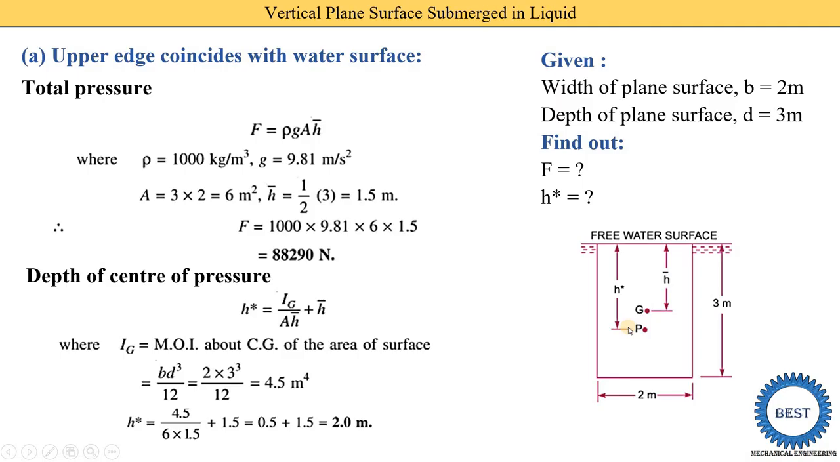In the last video, when we derived this equation, we mentioned that the P point is always below the G point for a vertical plane surface. So from this numerical we can understand that H star is below H bar. Now for the second case we can find out F and H star.